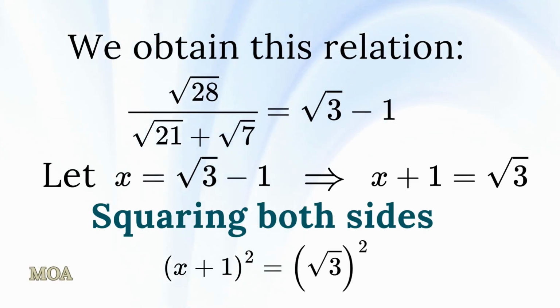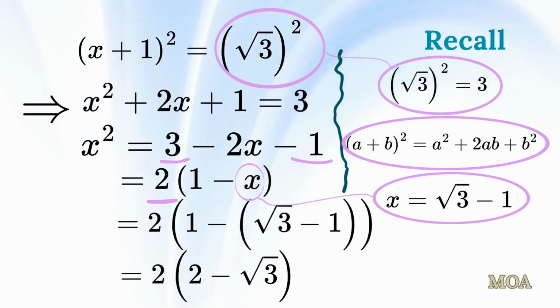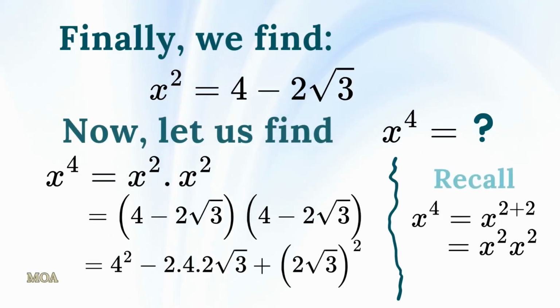Now, let us set x equal to the square root of 3 minus 1. This gives us x plus 1 equals the square root of 3. Squaring both sides, we have the square of x plus 1 equals the square of the square root of 3. Expanding the left-hand side, we get x squared plus 2x plus 1 equals 3. Rearranging this equation, we find that x squared equals 2 times 1 minus x, which simplifies to 2 times 2 minus the square root of 3, and finally, x squared equals 4 minus 2 times the square root of 3.